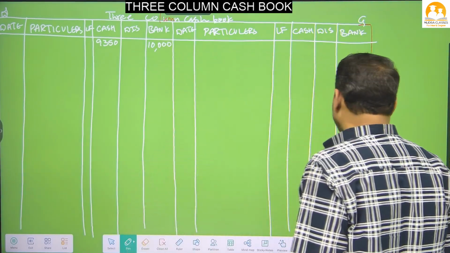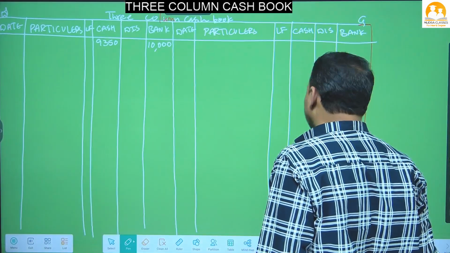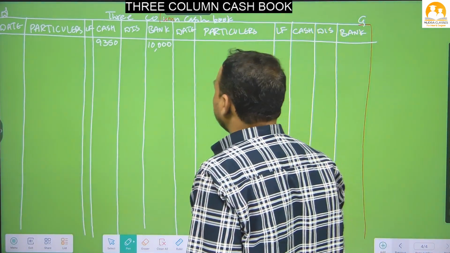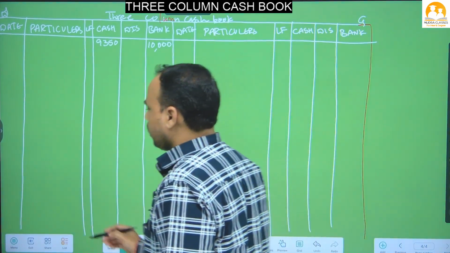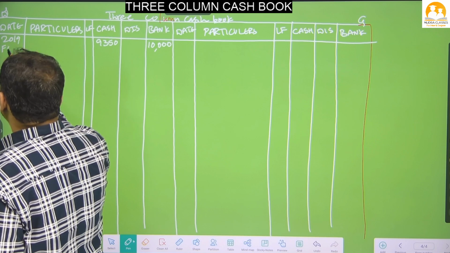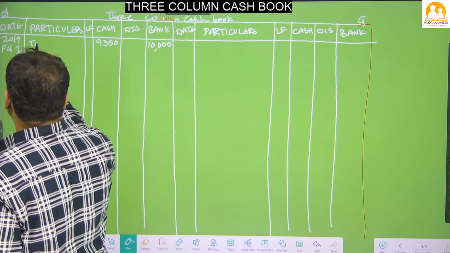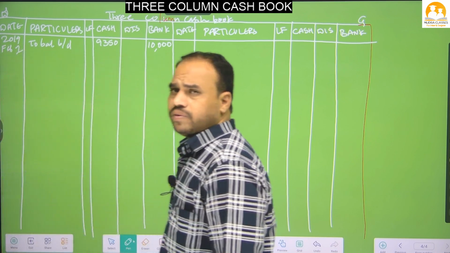Okay, next. 2019 February 1st. So 2019 February 1st in date column, date we have to write 2019 February 1st. Here we have to write to balance brought on. Okay, now see the next one.